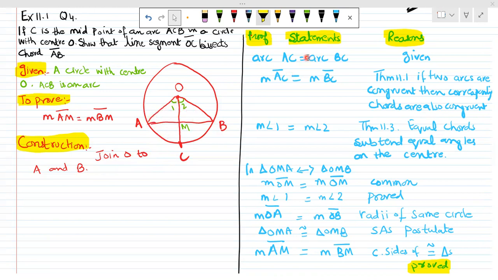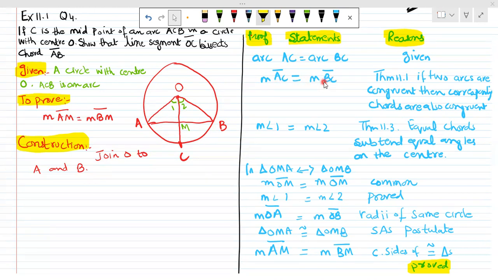Now come to the proof. As we are given that arc AC is equal to arc BC. This was the midpoint, so arc AC is equal to arc BC. If the arcs are congruent, then their corresponding chords are also congruent. This is the statement of theorem 11.1, and so corresponding chords AC and BC are equal. We have mentioned them equal over here.